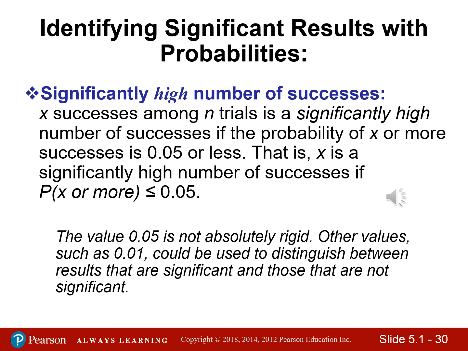The value 0.05 is not an absolute rigid value. Other values such as 0.01 could be used to distinguish between results that are significant and those that are not significant.